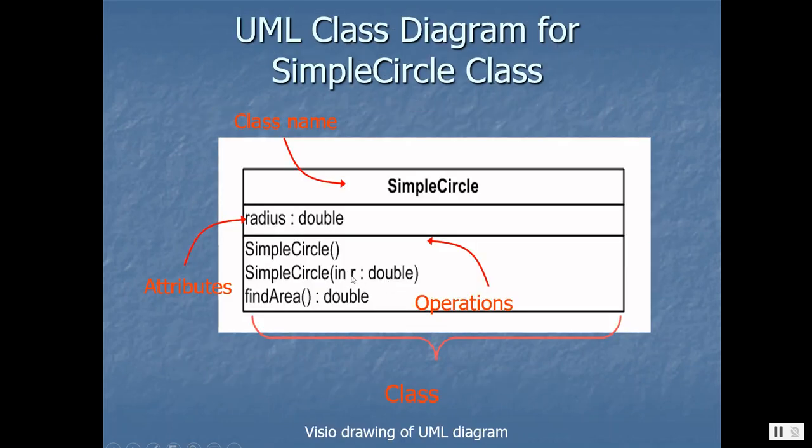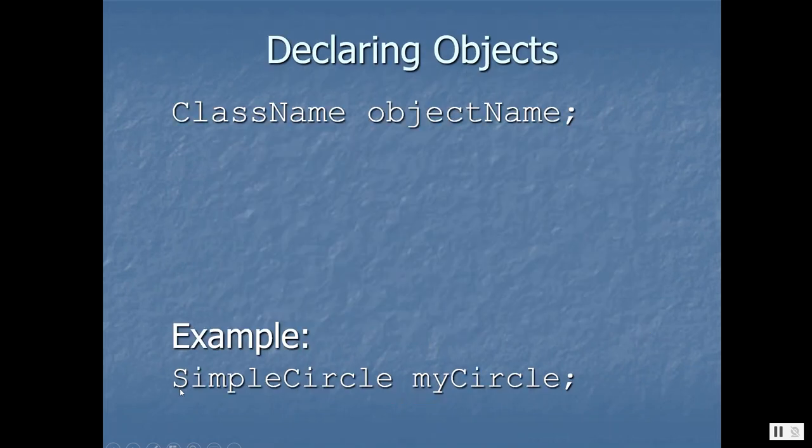You can see that in Visio, we're specifying that the attribute called R is a double. This is indicating that the return type of find area is a double. And remember, constructors don't have a return type, so you don't see a return type after the constructors, but you do see a return type for the find area method. So this is Visio notation.